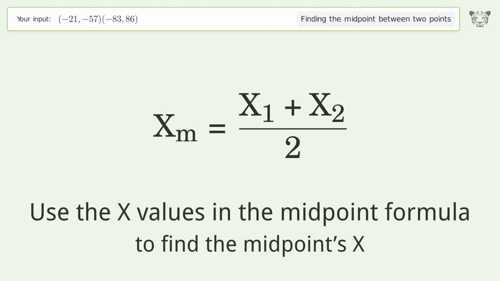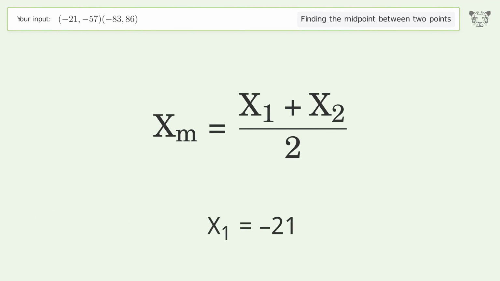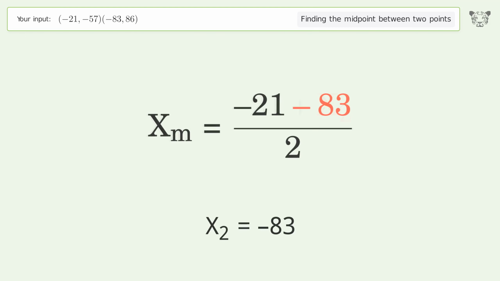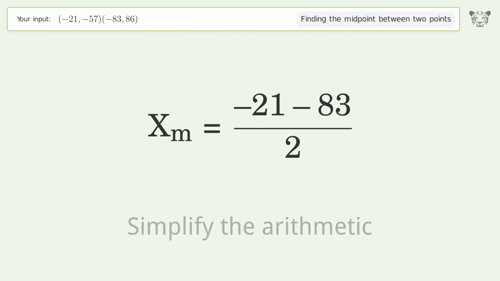Use the x values in the midpoint formula to find the midpoint's x. x1 equals -21. x2 equals -83. Simplify the arithmetic.